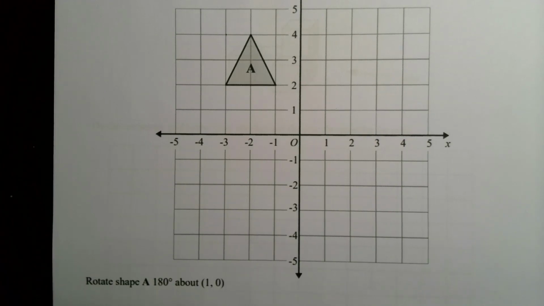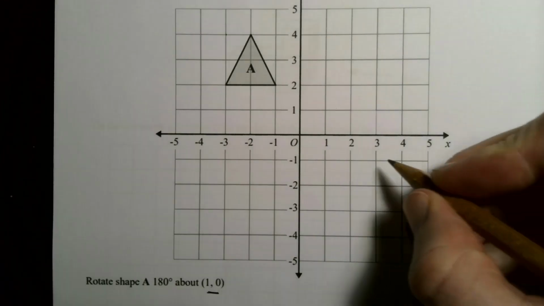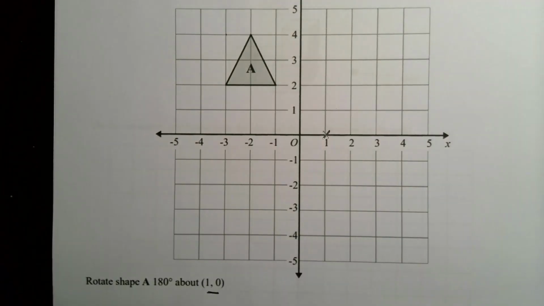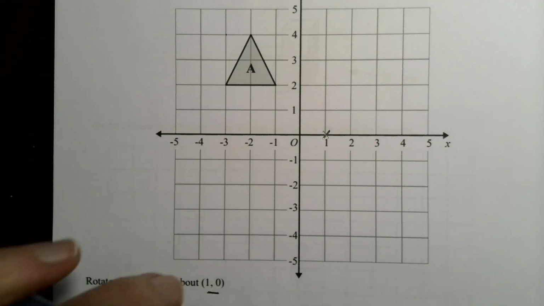Right, so rotating a shape 180 degrees about (0, 1). First thing to do, that is the center of rotation, so we need to find that. So 1 along the corridor, and then up 0 is there. Now you can do this with tracing paper, but I prefer just to do it by eye.